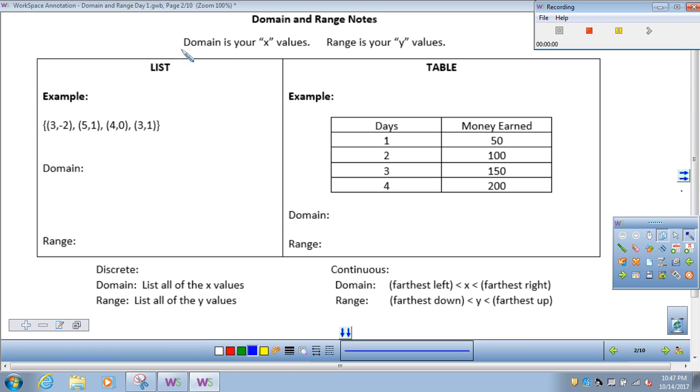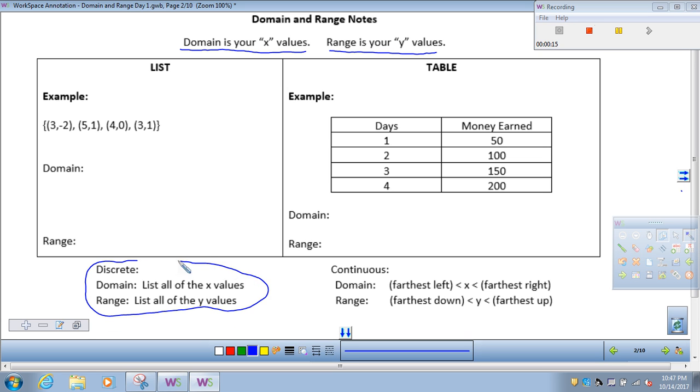Okay, so today we're going to look at domain and range. Domain is your x values, and range is your y values. Whether your data is discrete or continuous will determine how you write your domain and range. We'll start off looking at discrete, where all we have to do is list our x and y values. And then we'll take a look at some continuous, where we will have to write them with inequalities.